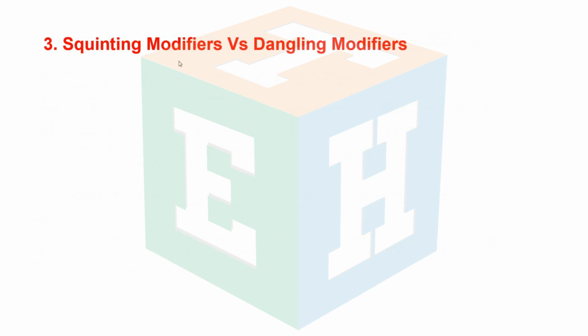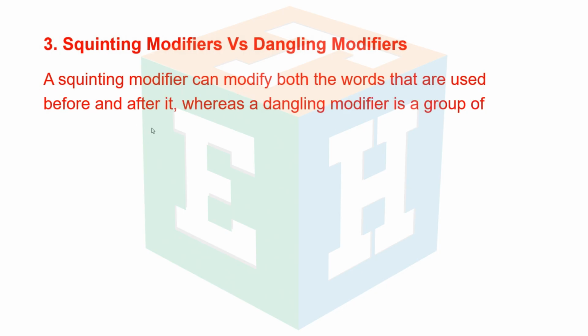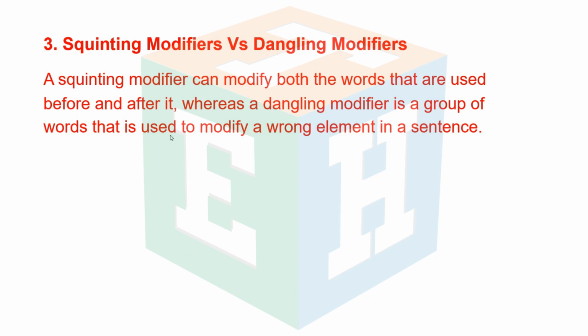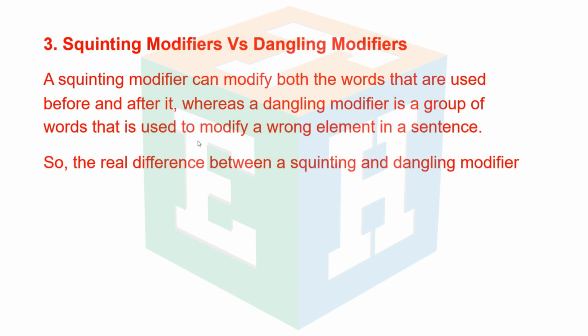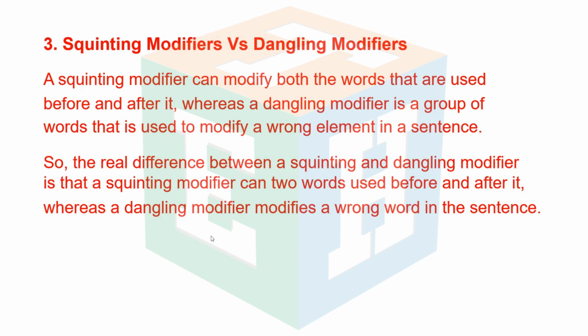Number 3, squinting modifiers versus dangling modifiers. A squinting modifier can modify both the words that are used before and after it, whereas a dangling modifier is a group of words that is used to modify a wrong element in a sentence. So, the real difference between a squinting and dangling modifier is that a squinting modifier can choose words used before and after it, whereas a dangling modifier modifies a wrong word in the sentence.